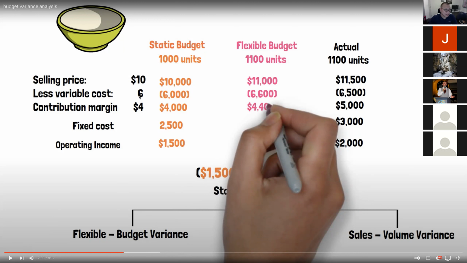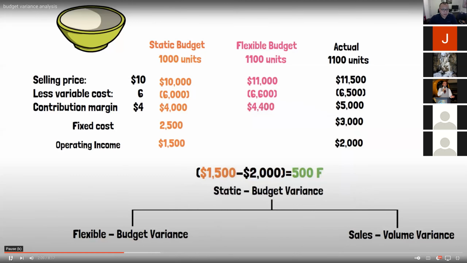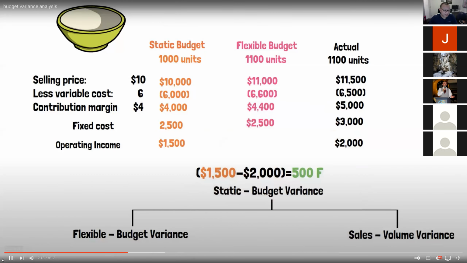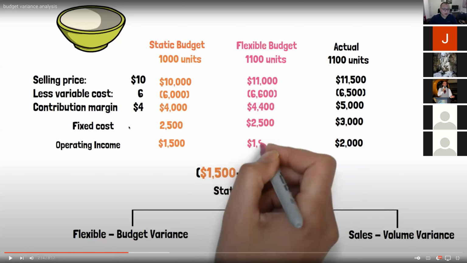The cost is 6 per unit. So 1,100 units, that will be 6,600 cost. Okay. So my contribution margin is 4,400, and the fixed cost is the same. Okay. Regardless, it's a static budget or flexible budget, the fixed cost is the same. Do you know why the fixed cost is the same, 2,500?